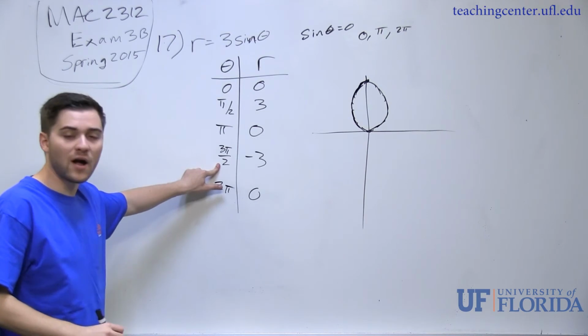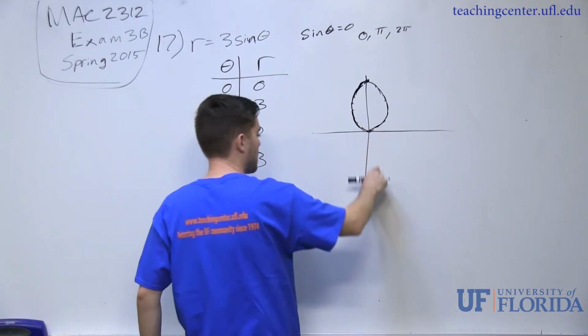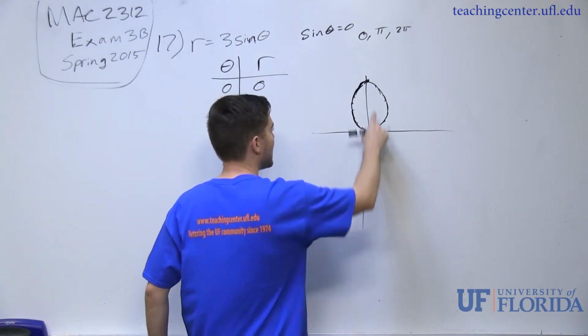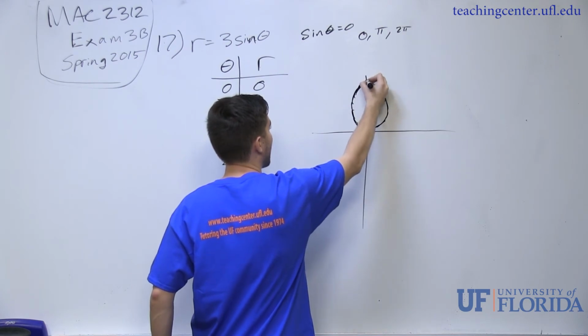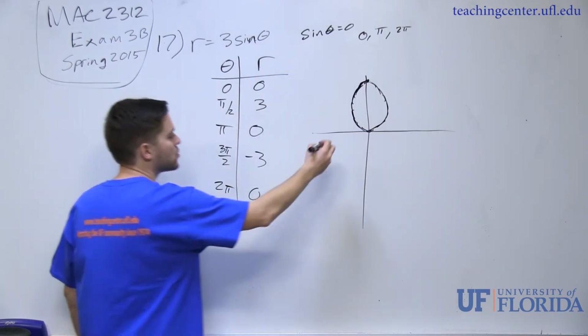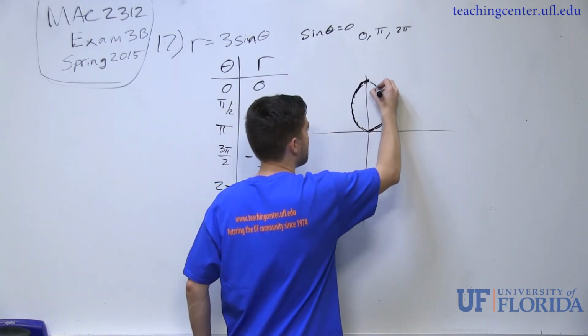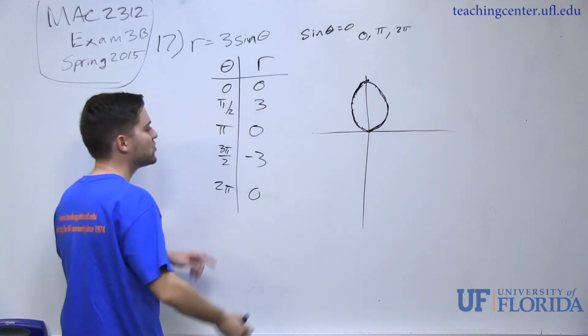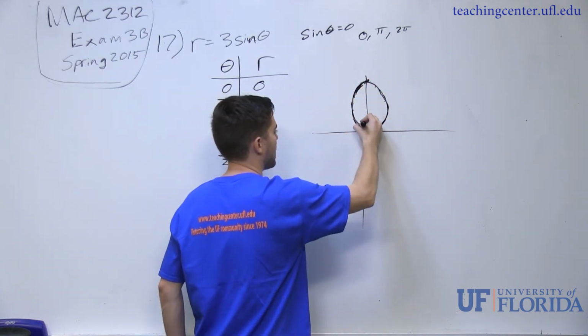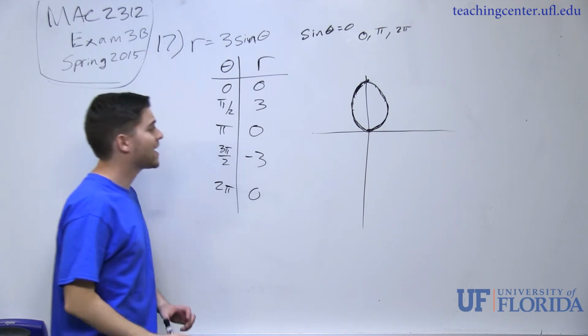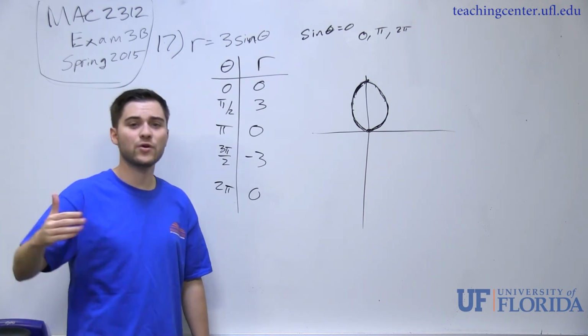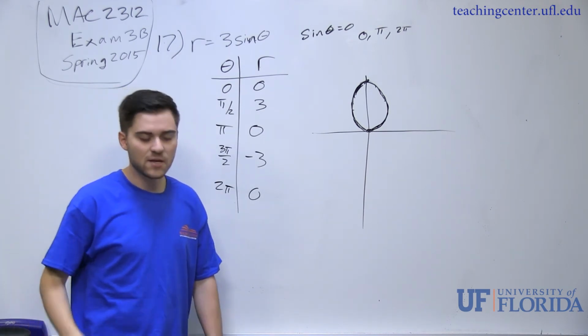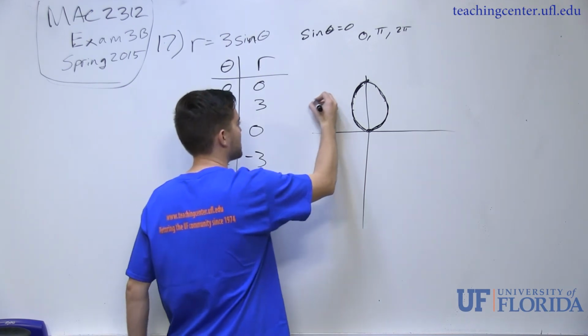At 3 pi over 2, I have a radius of negative 3. So 3 pi over 2 is down here, but the radius is negative. So it's actually right back at where pi over 2 was. So I would actually trace this graph again, and at 2 pi, I would come back around. So I actually just end up getting a circle that is translated along the y-axis. And in that case, that has to match answer C.